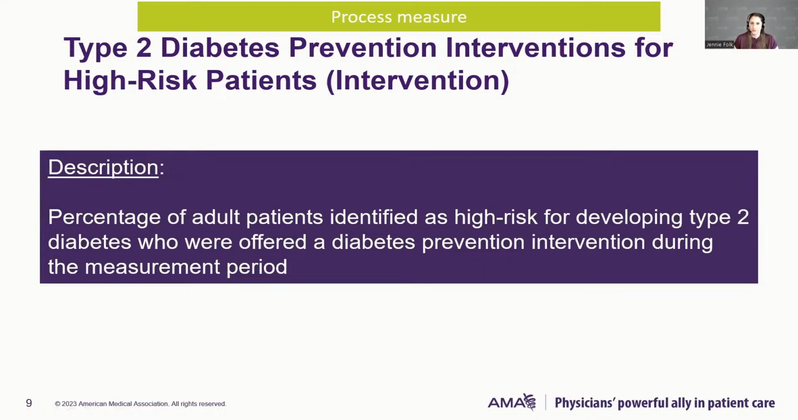Moving on to the intervention measure. This is the percent of adult patients identified as high risk for developing type 2 diabetes who were offered a diabetes prevention intervention during the measurement period. The intervention measure stems from the screening measure, in that the initial population for the intervention measure is comprised of patients who had a glycemic screening test completed, which is the screening measure, and whose lab value was in the prediabetes range. So this measure is then the percentage of people with a lab value in the prediabetes range who were offered an intervention.